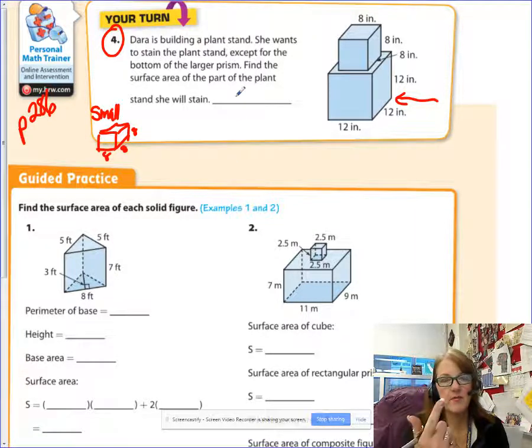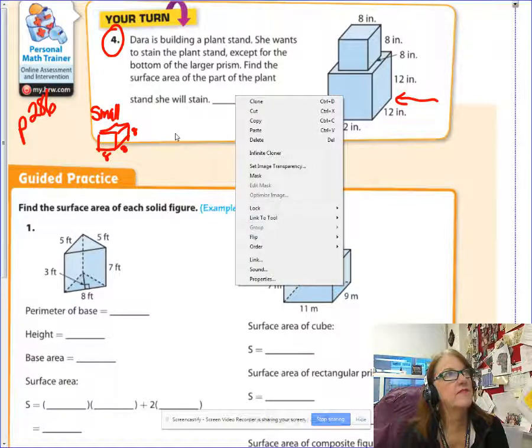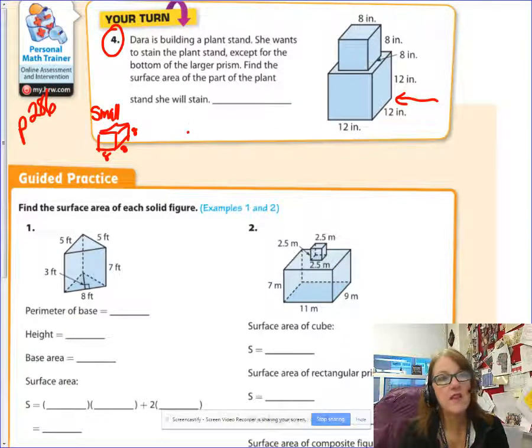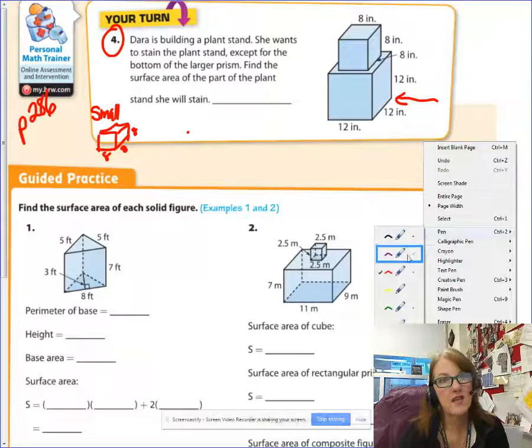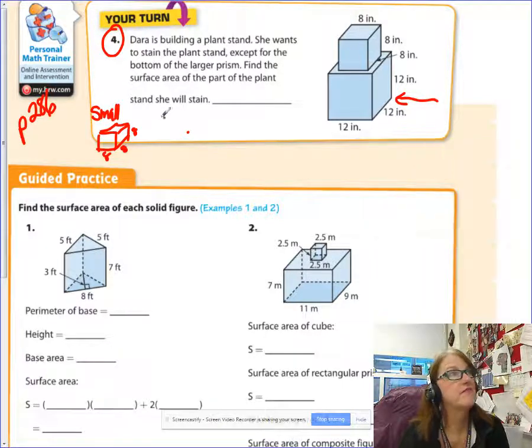That means my top and my bottom are 8 by 8. That means my left side and my right side are 8 by 8. My front and back are 8 by 8. So 8 times 8 is 64. That's one face. Let's say like the front.